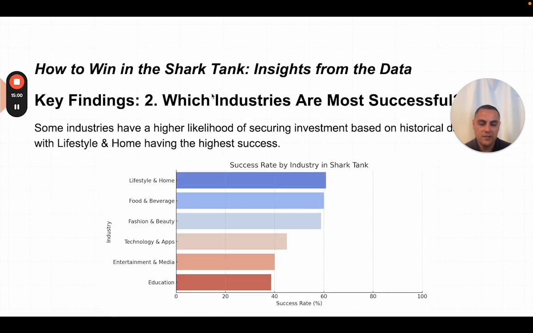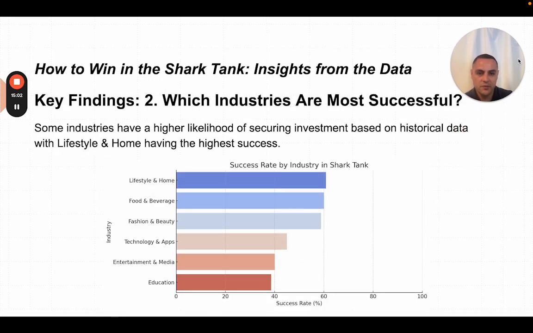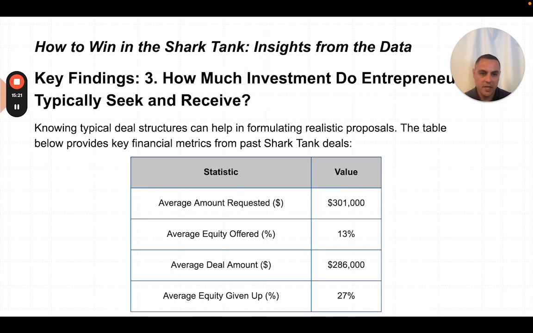All right, so key finding two: which industries are most successful? In this case, I actually have an active title, right? Some industries have a higher likelihood. In fact, lifestyle and home has the highest success, at just over 60%. And you'll see that I actually mix in both tables and graphs.